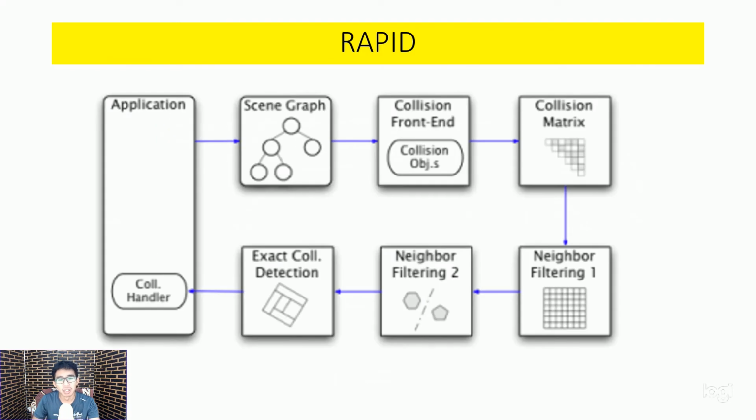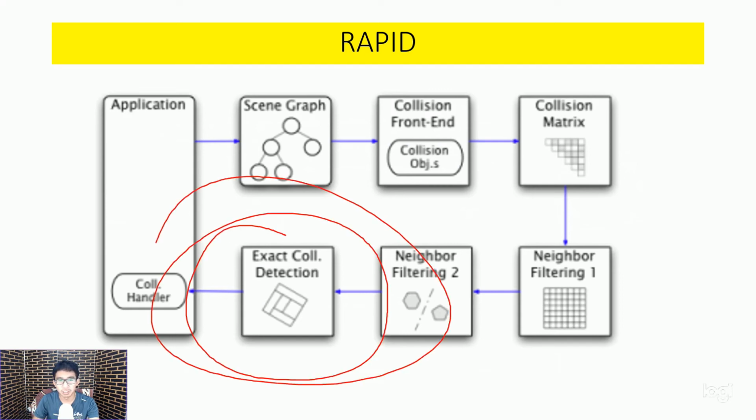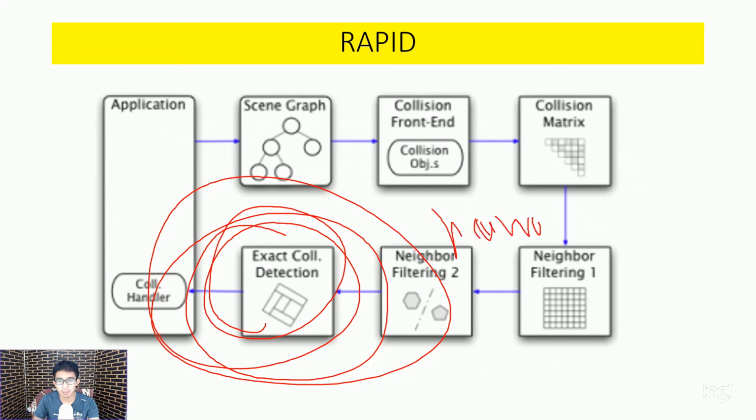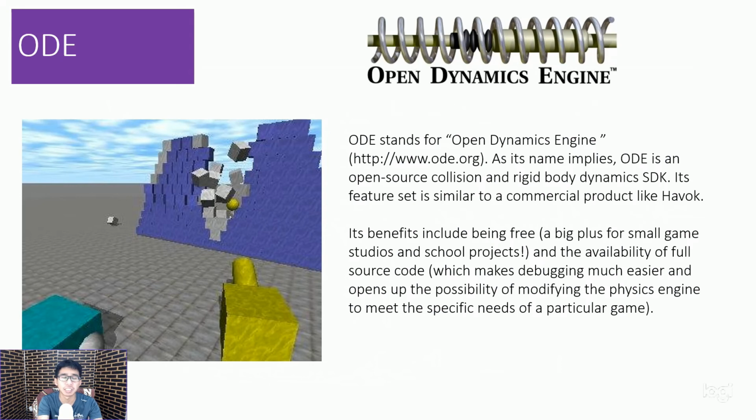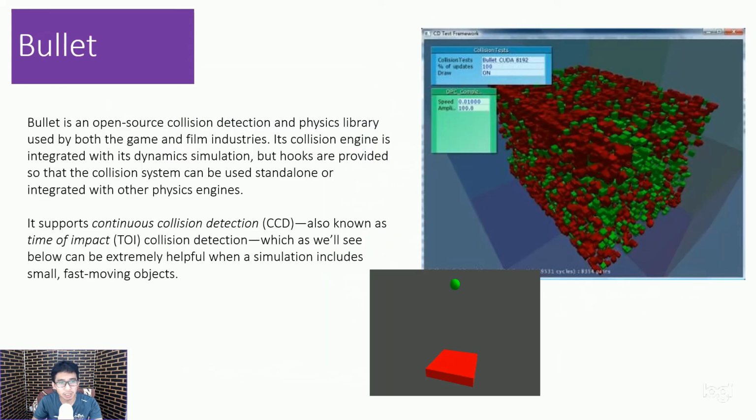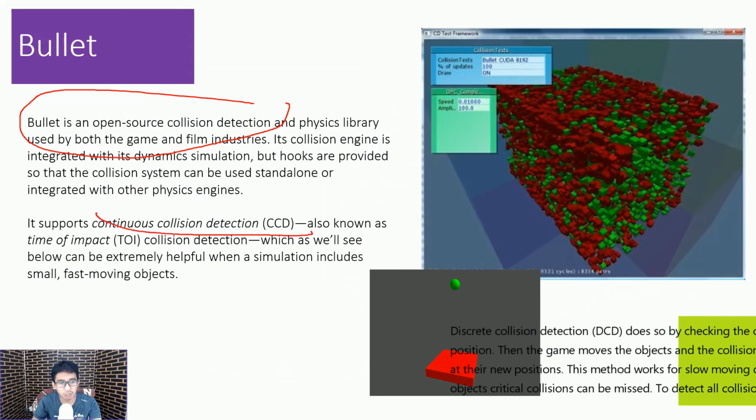And then we have the RAPID algorithm, which involves exact collision detection, more on the narrow phase. There's a lot of calculation going on here. Now, physics engines. Open Dynamics Engine is free. And then we also have Bullet, which is also free and open source. It supports continuous collision detection.